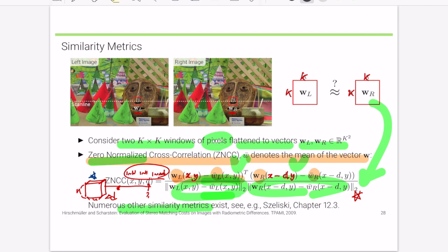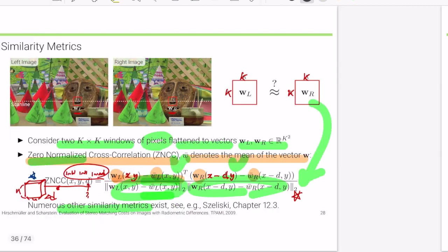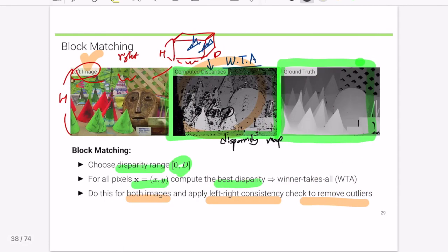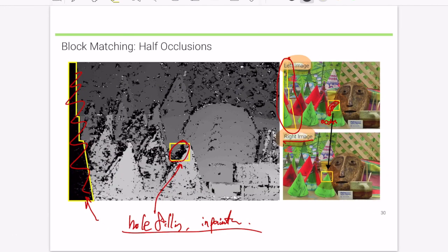One of the very popular similarity metrics was ZNCC, of course before the deep learning era of data-driven methods. ZNCC is the normalized vector cross product. Another one is SSD, the sum of squared differences, right? So this is one example of block matching.